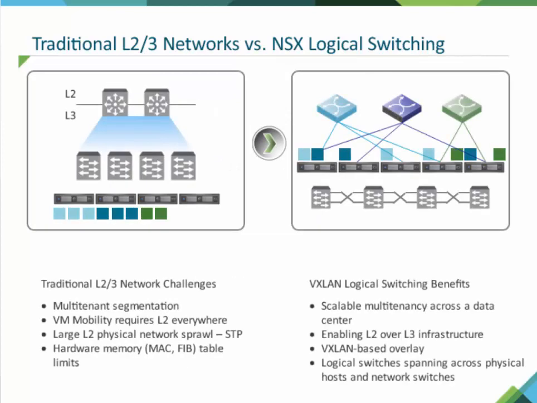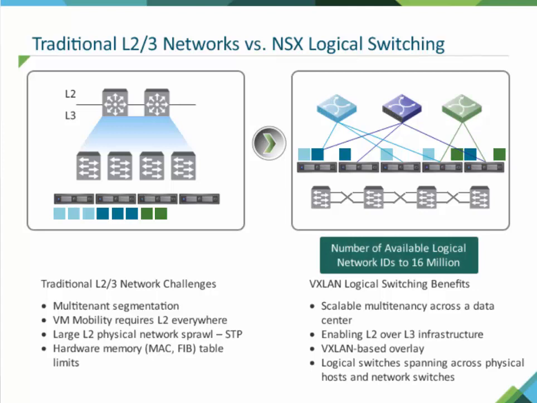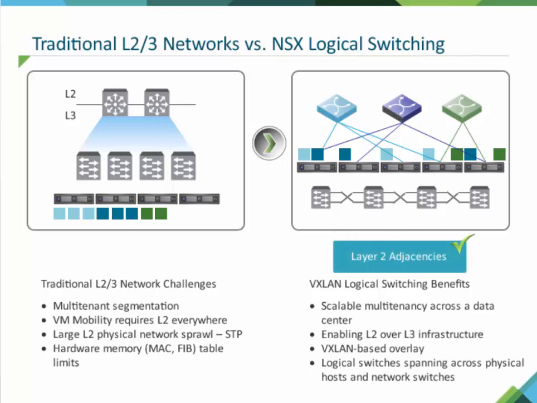NSX logical switching is based on the VXLAN protocol. A logical switch is an L2 Ethernet broadcast domain that is implemented using VXLAN. The VXLAN-based virtual Layer 2 network is abstracted from the underlying physical network. One of the advantages of VXLAN over VLAN is that VXLAN increases the number of available logical network IDs to 16 million and allows for Layer 2 adjacencies across underlying IP networks. Millions of isolated Layer 2 VXLAN networks can coexist on a common Layer 3 infrastructure.